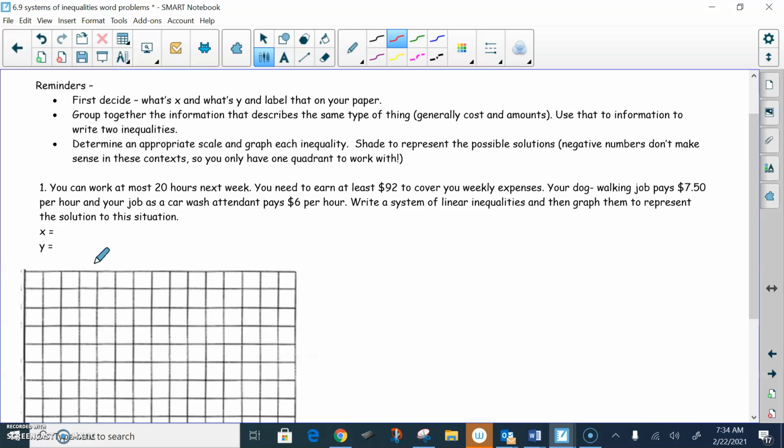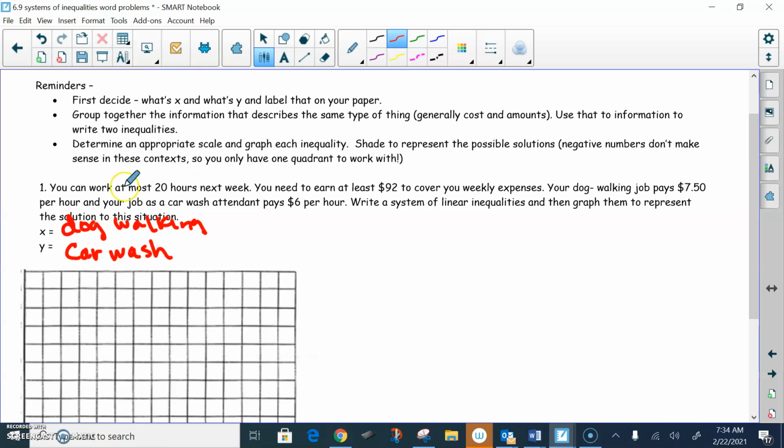So there we have our x and y. Again, it doesn't matter. I'm just going to choose that dog walking is my x, and this will be the number of hours that you worked as a dog walker. And the second one is your car wash attendant, our y. Again, they're going to give you enough information to write two inequalities.